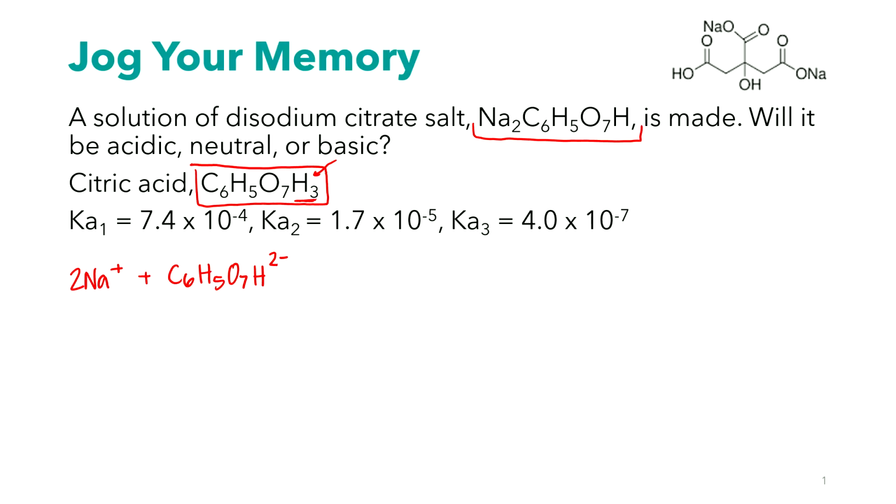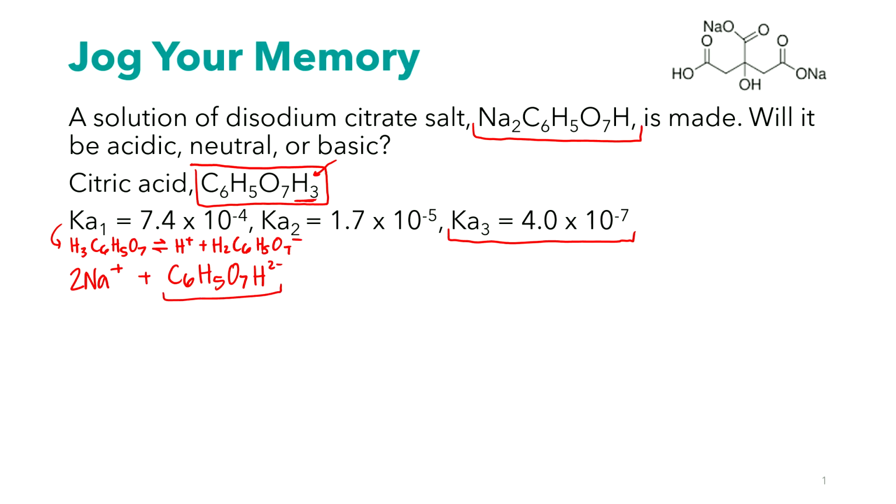Okay? So Ka1, we would use that to describe the likelihood of the first proton coming off. Okay? So that first H3C6H5O7, what's the likelihood of that becoming H plus and H2C6H5O7 minus? Let me move this around just a touch. All right. Okay, so that's Ka1, but we didn't put in citric acid. We put in the disodium salt. Okay, so we don't need Ka1. We actually need Ka3.